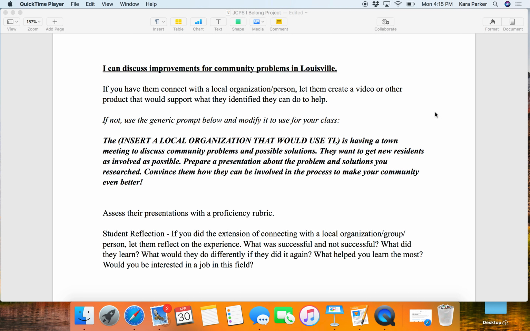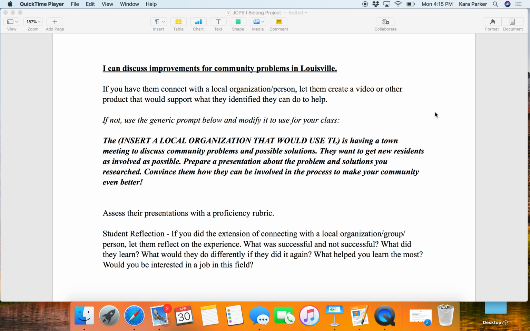And this one I've left pretty open and generic just because if you actually worked with a local organization or a person, I highly suggest that you tailor all of it directly to what they did with that. So each student's project may look a little different depending on what needs that organization or person needed. So it could be anything from creating a video or other product that would support them in the target language based on what they identified.